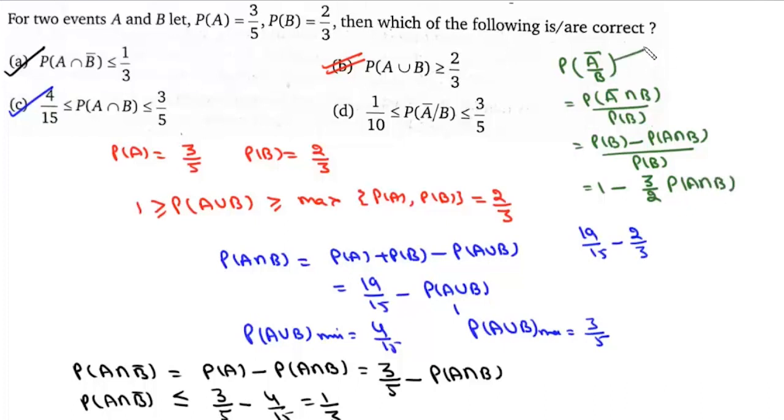Now if we look at its maximum value, in that case we have to look for the minimum value of A intersection B, and the minimum value of A intersection B is 4 by 15. So it will be 3 by 2 into 4 by 15, which is 2 by 5. So it will be 3 by 5. So its maximum value is 3 by 5, and for the minimum we'll put this as 3 by 5. So there will be 9 by 10, and 1 minus 9 by 10 is 1 by 10. So its minimum value will be 1 by 10. That means this option D is also correct. So all the 4 options are correct for this question.